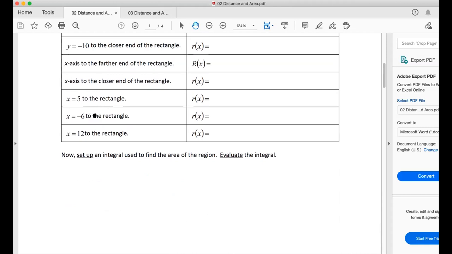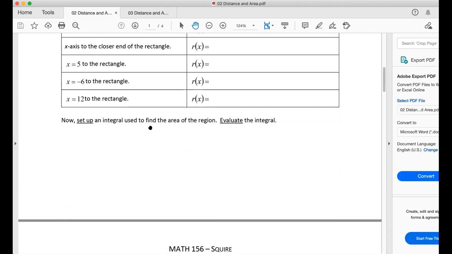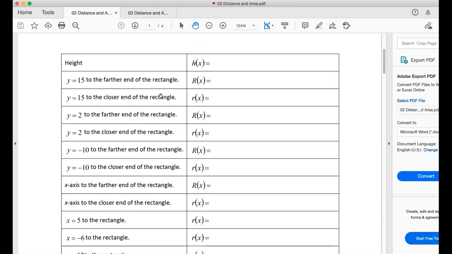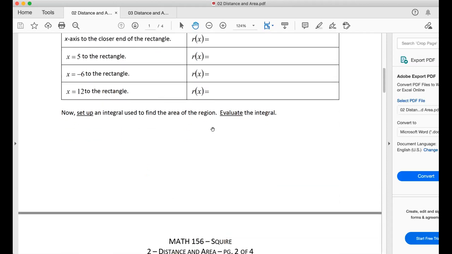Does that make sense? And this is just coming up with the formulas like we were doing just now. Now set up an integral to use to find the area of the region. That's like what we just did. So the integral of the height, which would be the very top one, times dx. Does that make sense? And then I do want you to evaluate it and get a number. And that's actually how you find the area of the region.